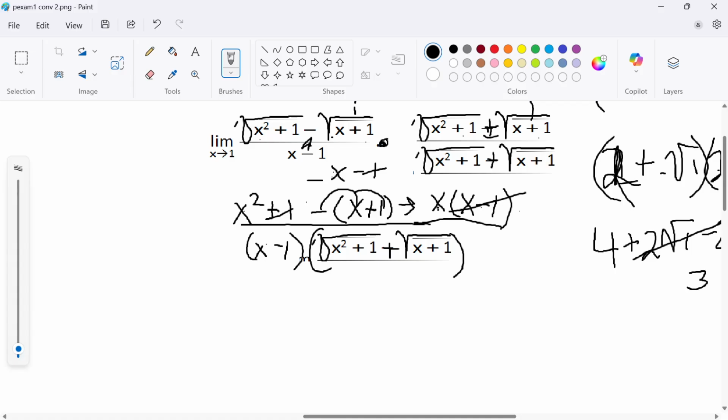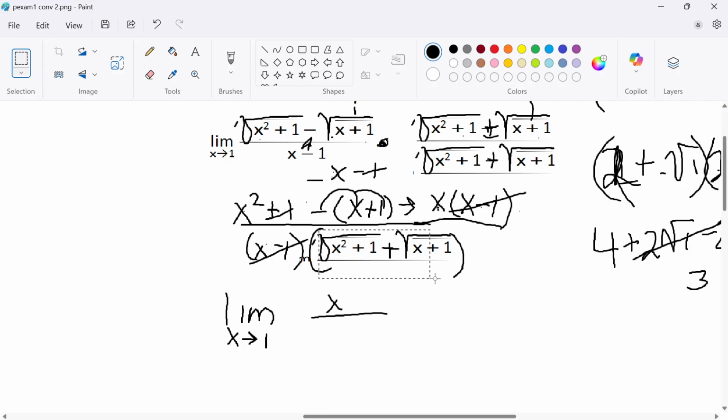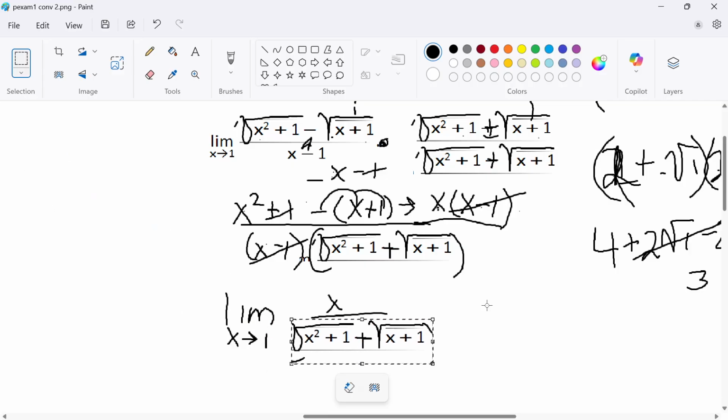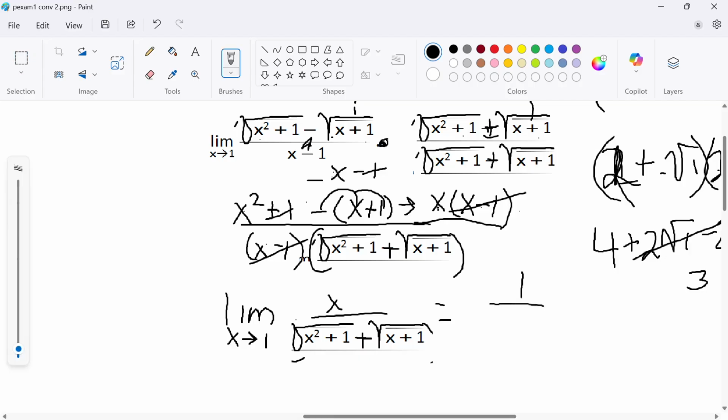So now the x minus 1's cancel. And I've got the limit as x goes to 1 of x over, I'll copy it so I don't have to change the sign, the square root of x squared plus 1 plus the square root of x plus 1. All right, let me substitute in 1. This is 1 over the square root of 1 plus 1, which is the square root of 2, plus the square root of 1 plus 1, which is the square root of 2, and the square root of 2 plus the square root of 2 is 2 times the square root of 2.